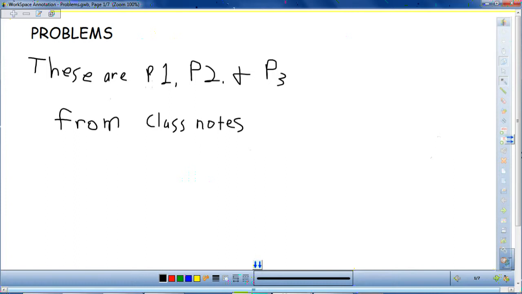These were just in the notebooks a few years ago. At least in this case, these are problem 1, problem 2, and problem 3 from the class notes. He should have something similar to these.